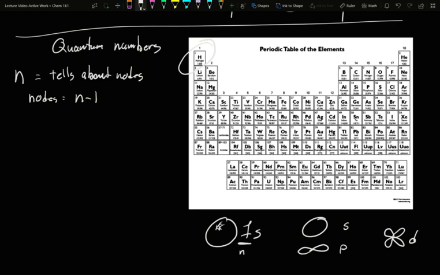Well, how can an s have a node? We talked a little bit about nodes for p's. There's a plane that cuts. Basically, it splits the s in half, and so that's how you get a p. A d, you did it twice. You had a plane, one up and down, one left and right, and split your circle into 4.